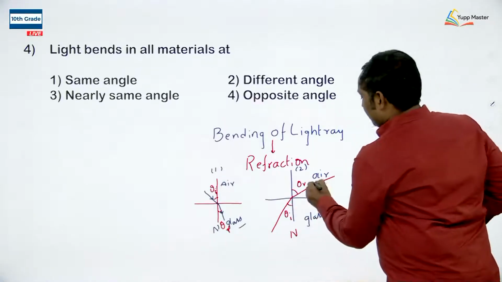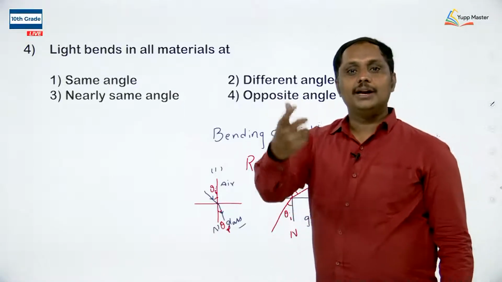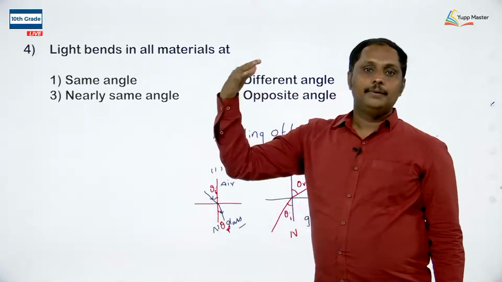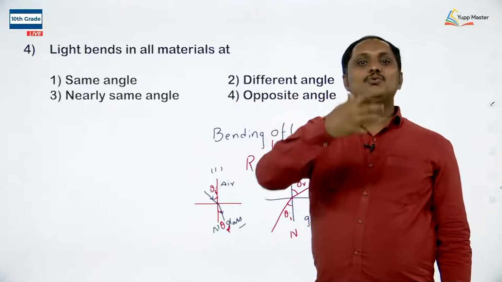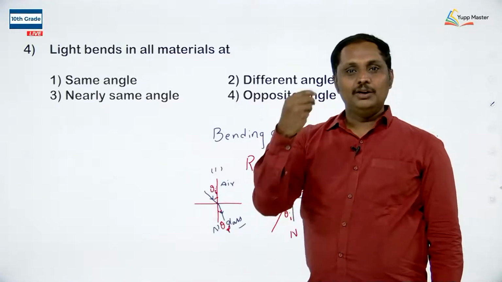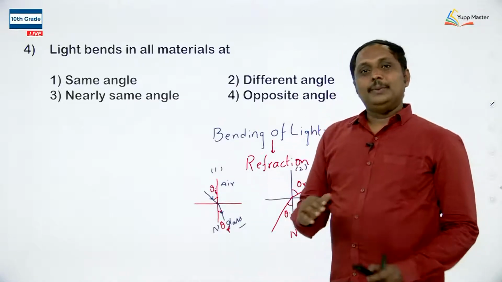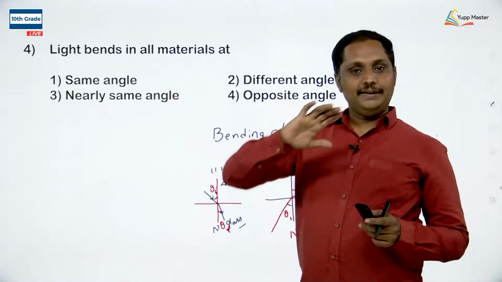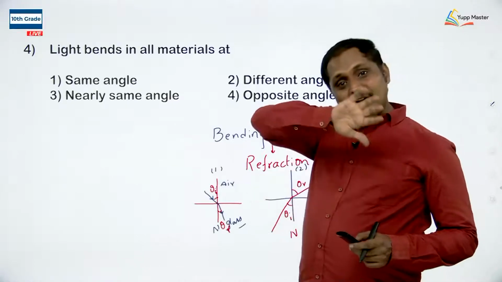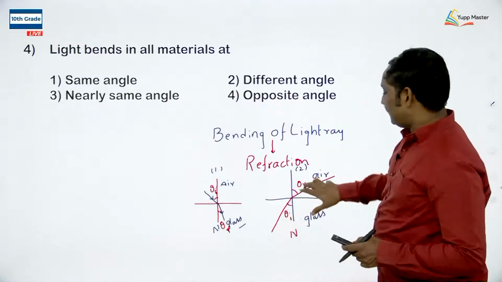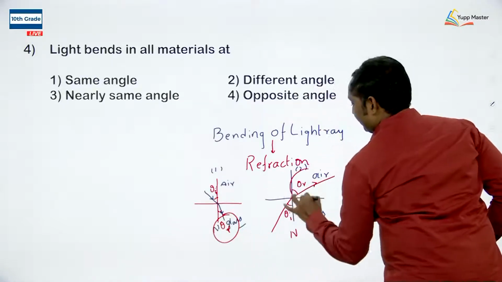So, whenever the light ray enters from a rarer medium to a denser medium, it bends towards the normal. Let us assume the angle of bending is theta 1. At the same time, when the light ray enters from a denser medium to a rarer medium, glass to air, it moves away from the normal. Here the refraction angle is going to be more. Here the refraction angle is different.